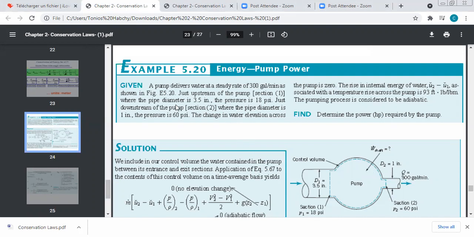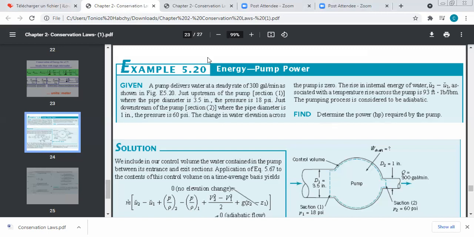So we have here that the pipe diameter is 3.5 inch and the pressure is 18 psi at section 1, while for the downstream of the pump we have a pipe diameter that is 1 inch and a pressure that is 60 psi. The change in water elevation across the pump is 0. The rise in internal energy of water is given to be equal to 93 ft·lbf per lbm, and the pumping process is considered to be adiabatic.